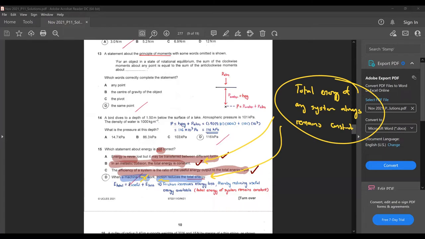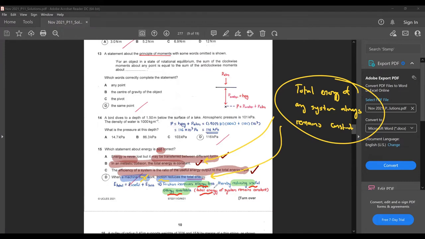Okay. So if anything, you can probably just think of it as this: friction increases your energy loss, thereby reducing useful energy available. If you say that friction increases energy loss, that one is correct. If it reduces useful energy available, that is also correct. Okay, that is the proper term to use.